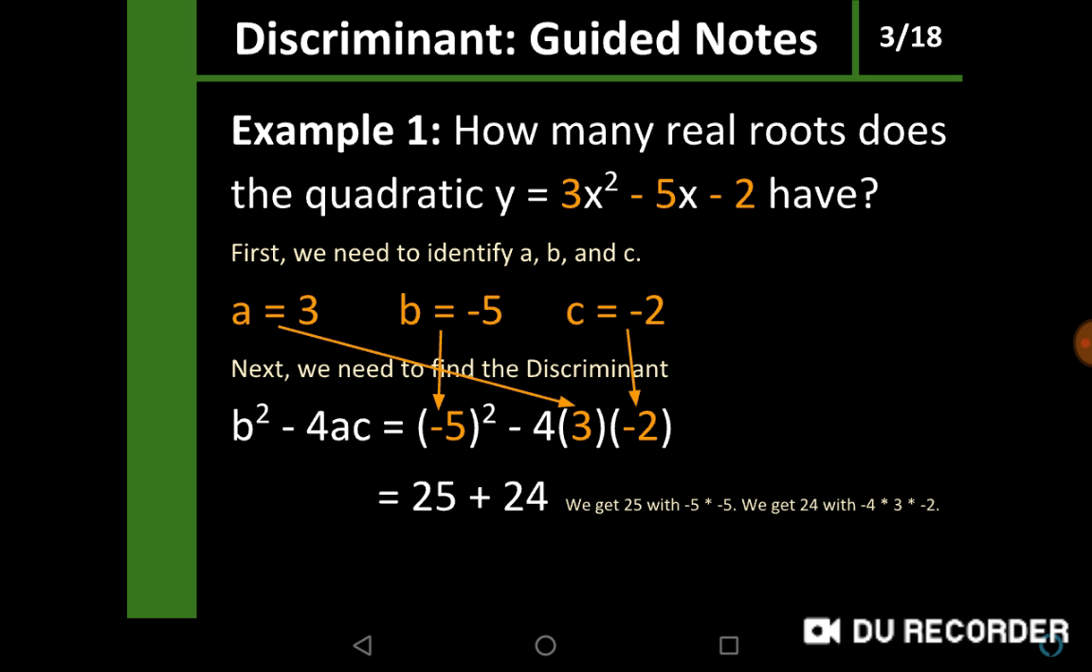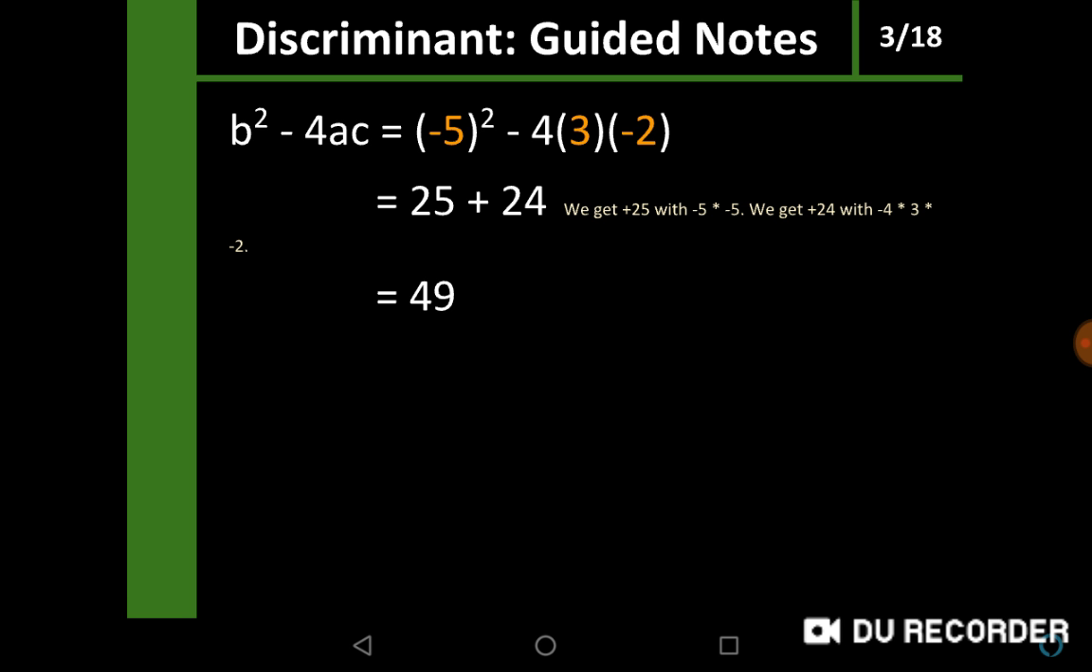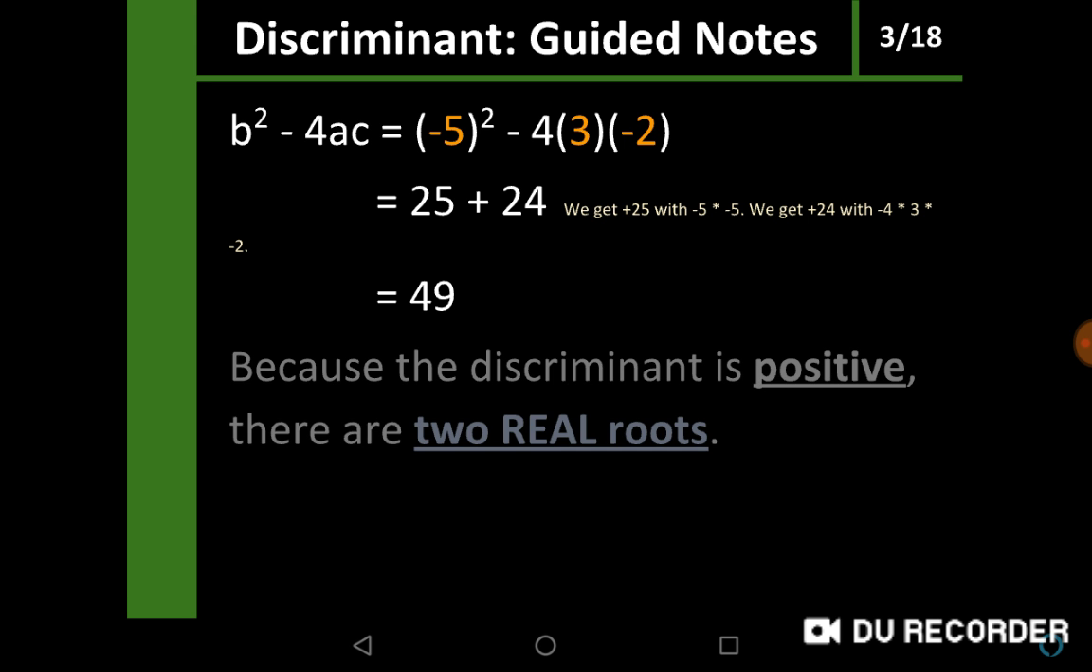I got 25 plus 24. My answer is 49. Right now, I'm less concerned about the actual number for this problem because it's just asking how many real roots. It's not because it's 49, it's because it's positive that I'll be able to answer the question. Because the discriminant is positive, there are 2 real roots. Look back at the earlier notes for reference of that situation.